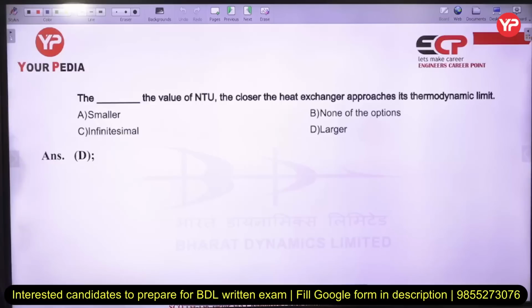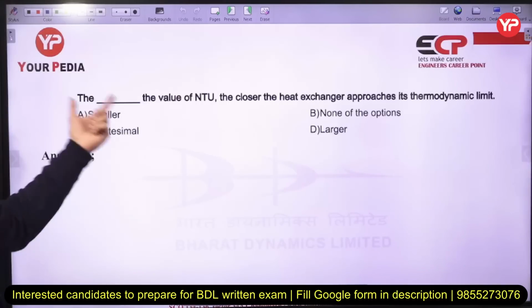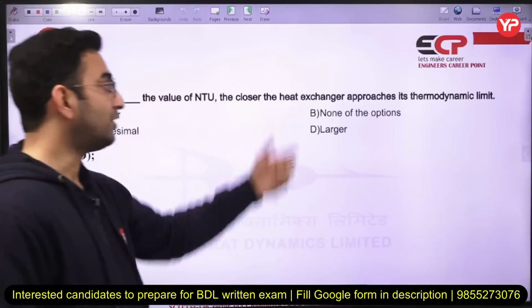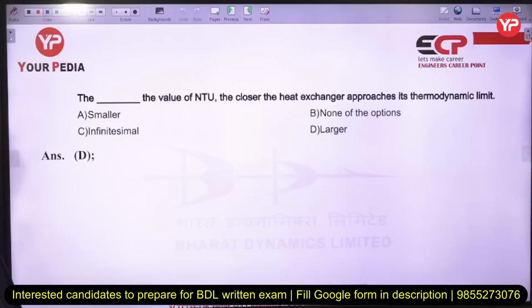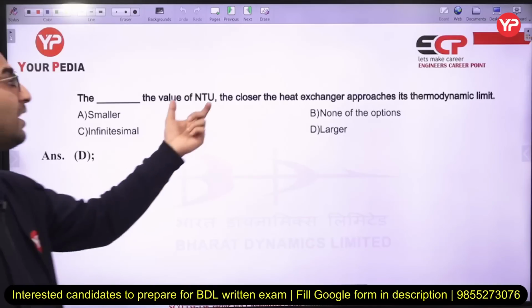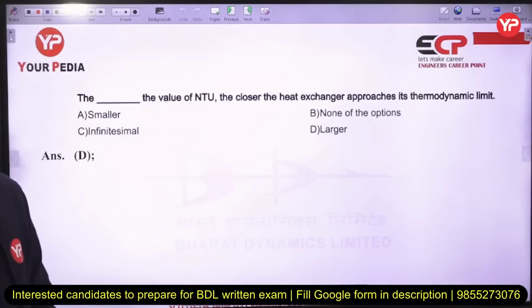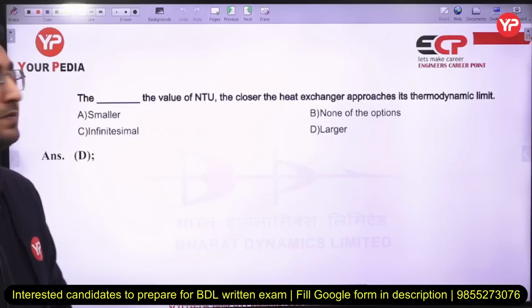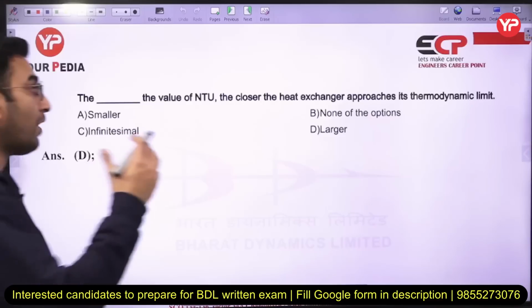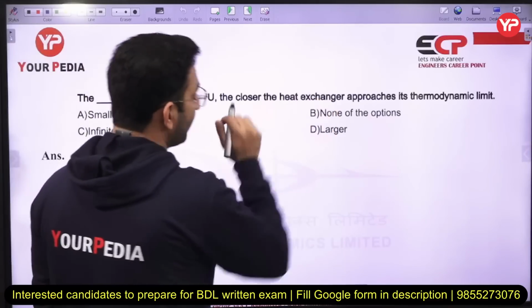Next part, the value of the NTU: the higher the NTU, the closer the heat exchanger approaches its thermodynamic limit. Now just see what the meaning of NTU is. NTU represents the number of transfer units. It tells you about the overall size of the heat exchanger, and we can say it gives you a basic idea of the effectiveness of the heat exchanger.